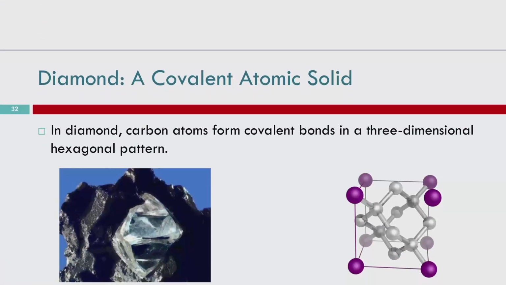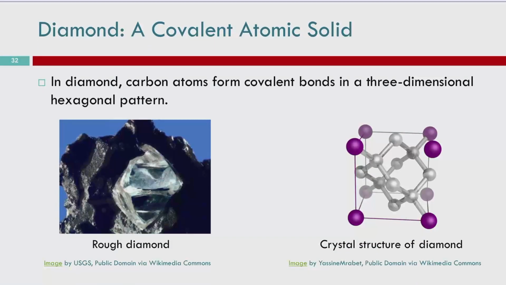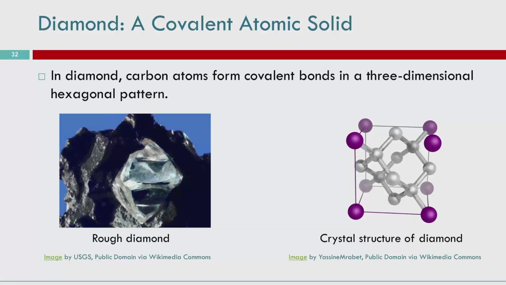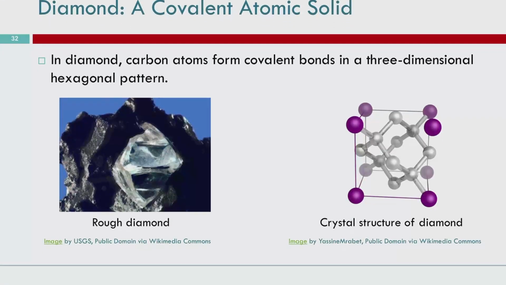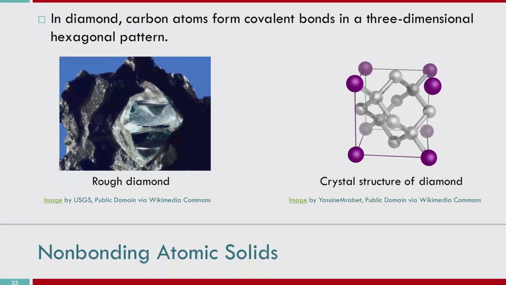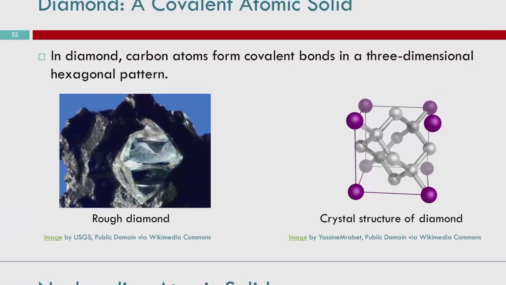And here's what a diamond in the rough looks like on the left. And here's what the crystal structure of a diamond looks like. The purple dots are just our corners for our cube. And then the white bits in the middle, those are representing our carbons. So they're all bonded to each other. You don't need to know anything about the way that they're bonded together, just that they are bonded together with covalent bonds, and it's in all directions. So that's our first atomic solid.